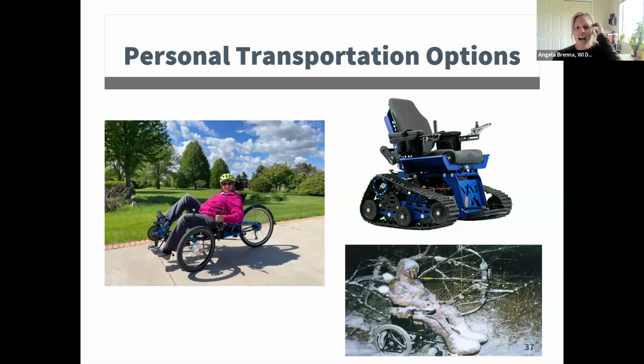This is Angie. Personal transportation options. This slide includes 3 images that are examples of adaptive recreation and personal mobility equipment. First image shows an individual using an adaptive hand cycle outdoors. The next image is a tracked all-terrain powered mobility device. And then the next image is an individual using adaptive mobility equipment while hunting in a snowy terrain.